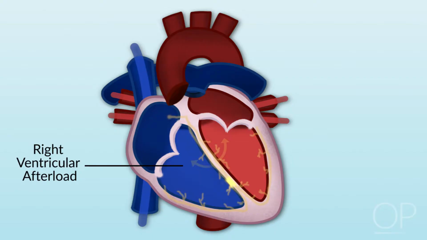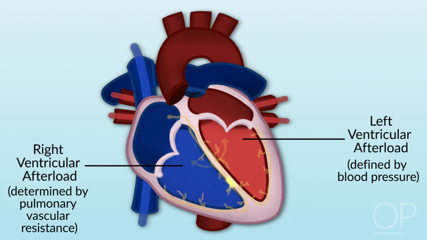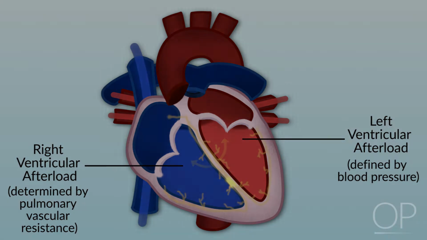When we think about the right ventricular afterload, it's a little bit different than the left ventricle. The left ventricle has an afterload that is basically defined by your blood pressure, for lack of a better phrase. When we think about the right ventricle, we're actually talking about afterload in terms of the pulmonary vasculature. So what we want to do is we want to mitigate pulmonary vascular resistance. So I want to talk about mitigating right ventricular afterload.